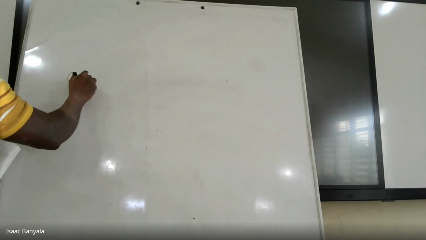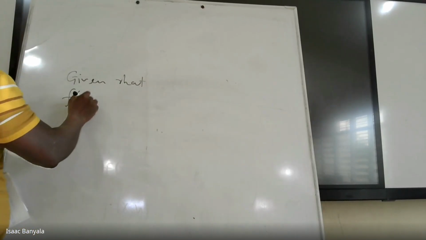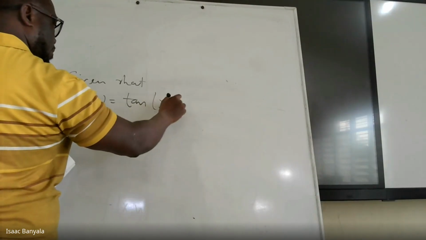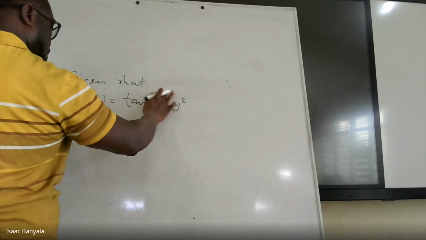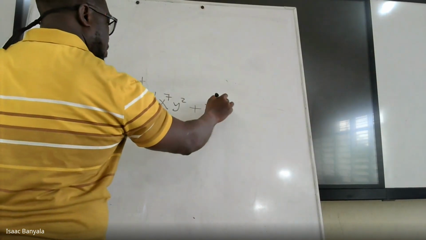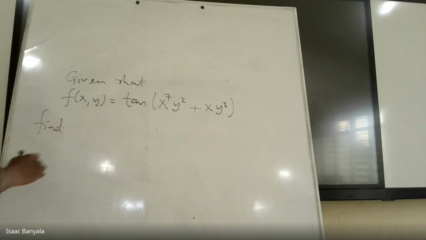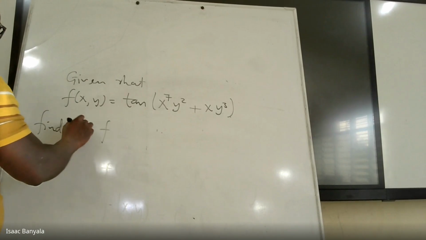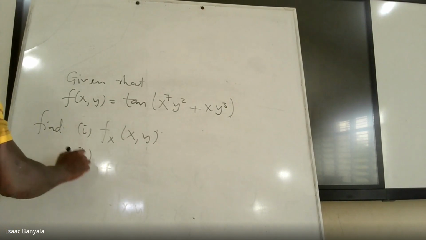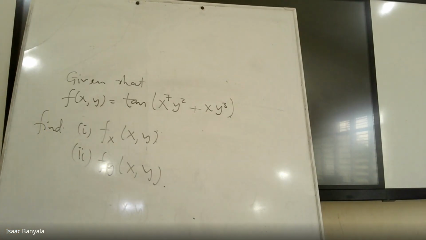So let's have this, given that f of x, y is equal to tan of (x squared y squared plus x y cubed). We have to find f_x(x, y), then f_y(x, y). So I want you to also solve it.